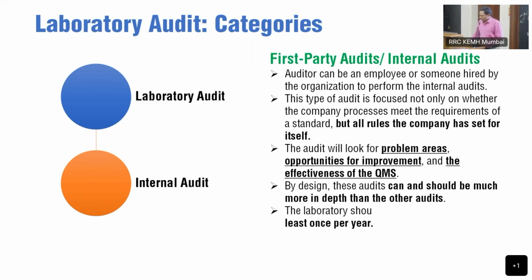The laboratory should be audited regularly, at least once a year. It is you who has to decide the frequency of internal audit. NABL says once a year, but if you are not comfortable with that frequency, you can do it 6 monthly, 3 monthly, whatever way you want. Okay, but not less than that.